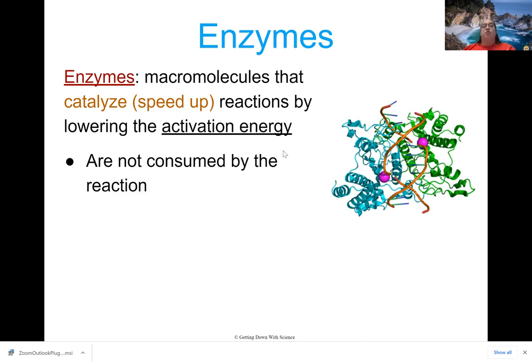Enzymes are not consumed by the reaction, so they're used over and over and over. Once they have finished with the reaction, they'll be released and they'll go back and do the whole process over again with another glucose molecule or whatever it is that they're reacting with.